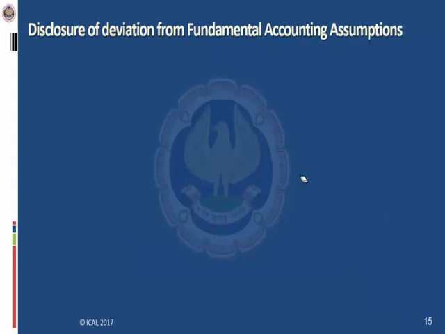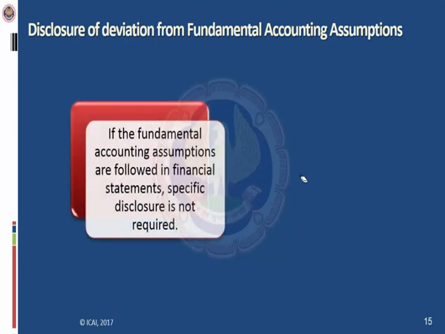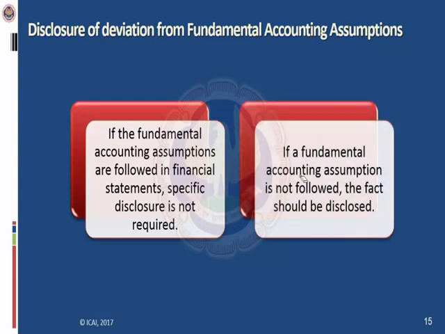So, disclosure of deviation from fundamental accounting assumptions. If the fundamental accounting assumptions are followed in the financial statement, specific disclosure is not required. The entity is expected to adhere to fundamental accounting assumptions, so the entity does not write that we have applied fundamental accounting assumptions. But if the fundamental accounting assumptions are not followed, then the facts should be disclosed. If they are followed, then the entity has to do nothing. If the fundamental accounting assumptions are not followed, then disclosure is required.